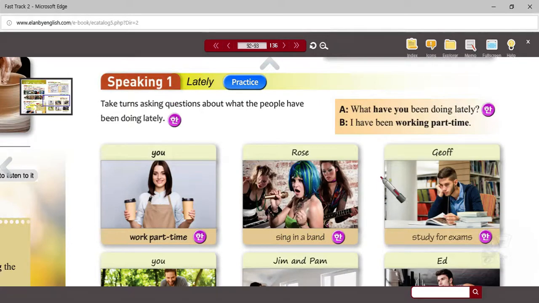Okay, so just notice that here you do have to change the subject and the verb in the answer. Okay? Even though it seems to be not highlighted, if this subject and verb changes in the question, you have to change it in the answer. Okay, so what has Rose been doing lately? She has been working part-time. She has been singing in a band. What has Jeff been doing lately? He has been studying for exams. Okay, good.